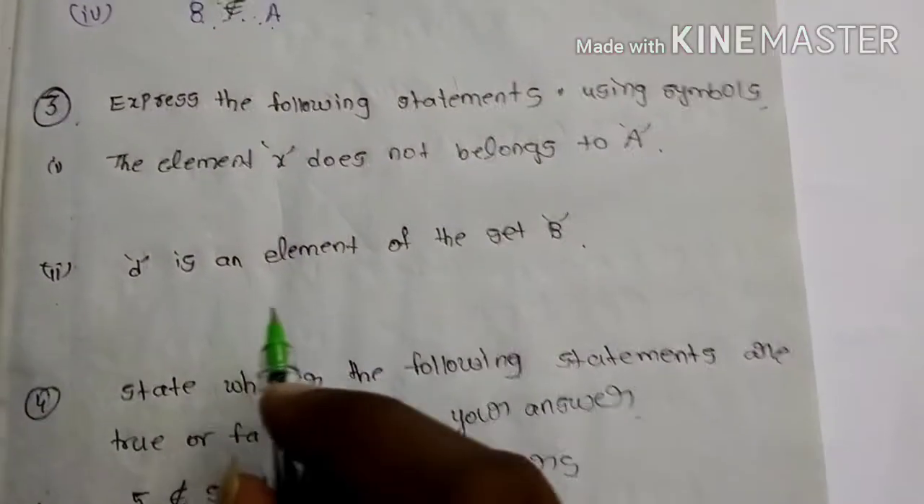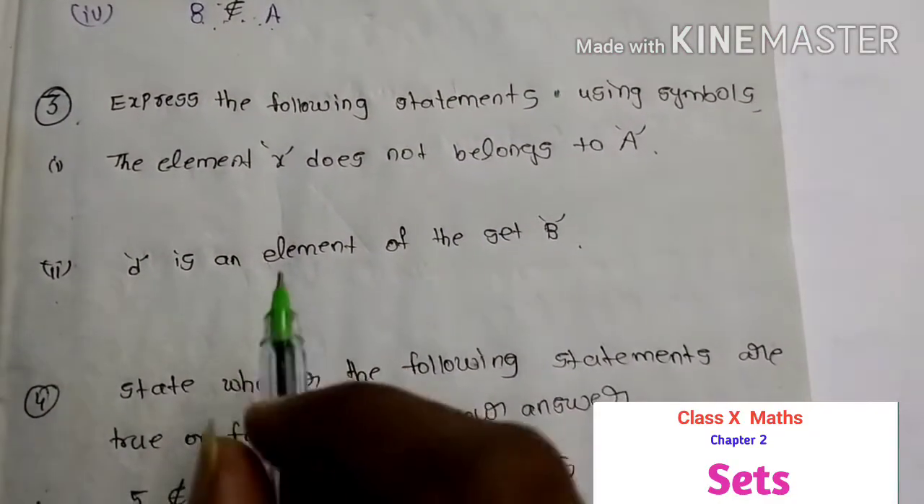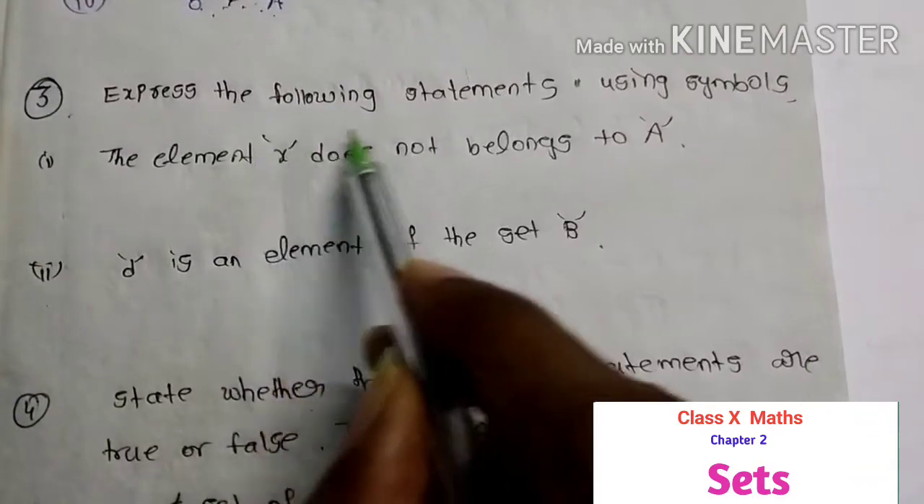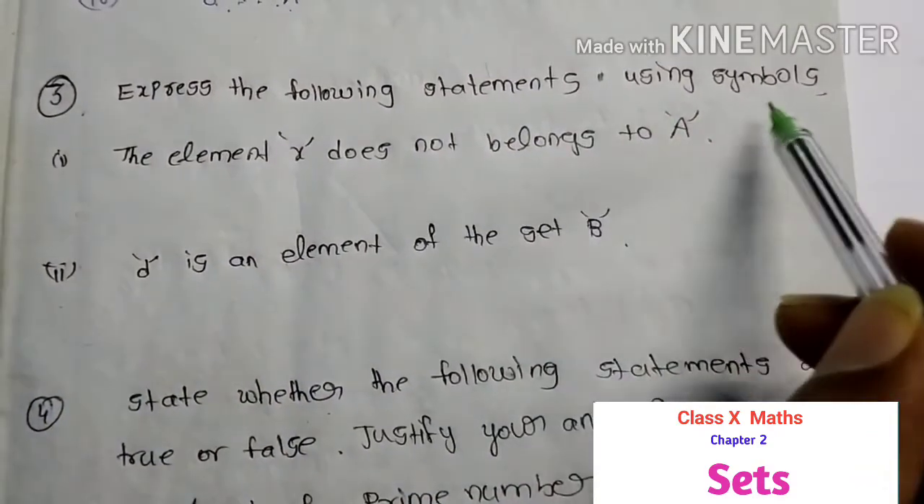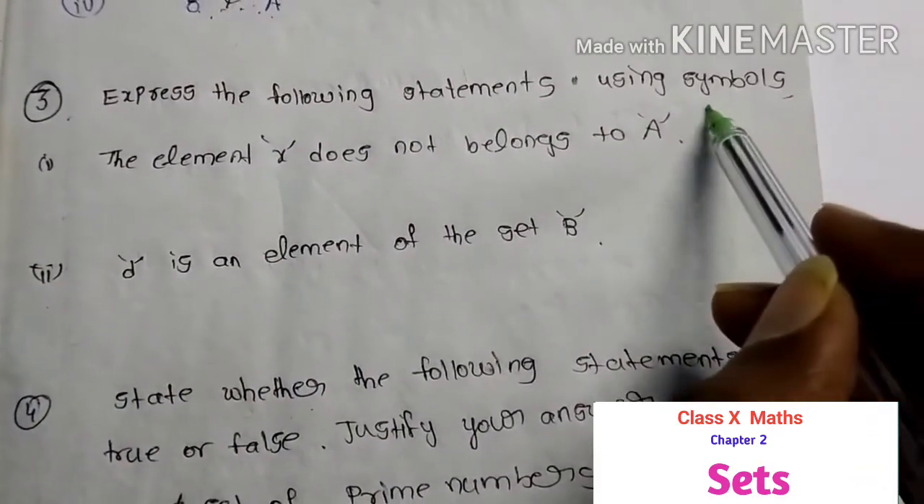Now you can see here class 10th Maths chapter 2, exercise 2.1. Third question. Express the following statements using symbols. We have to use symbols.